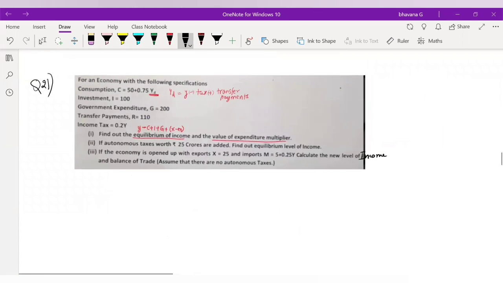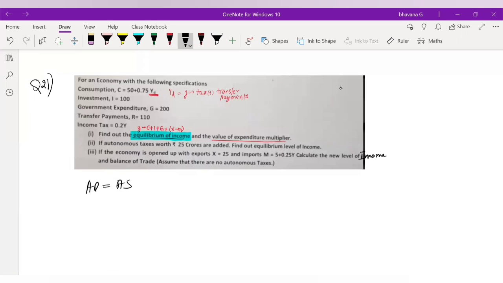Okay, next we are moving to the 21st question. In your 21st question, you have an economy with the following specifications. They have given you consumption, investment, government expenditure, transfer payments, income tax. Here they have told you to find out the equilibrium level of income. What is equilibrium level of income? Aggregate demand equal to aggregate supply, this I have already told you. This is equilibrium level of income.